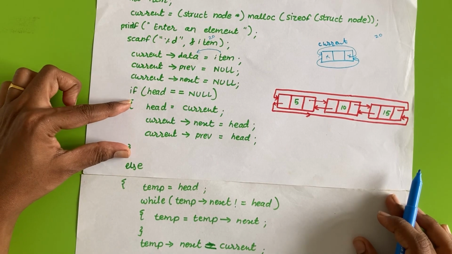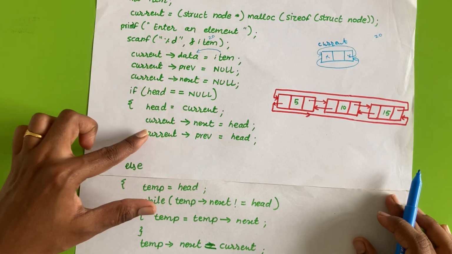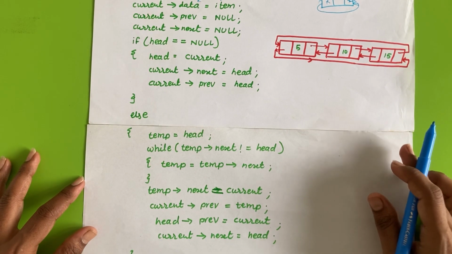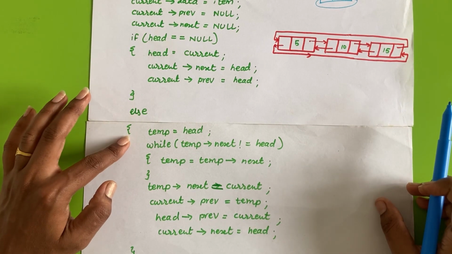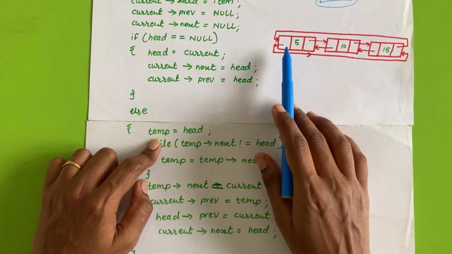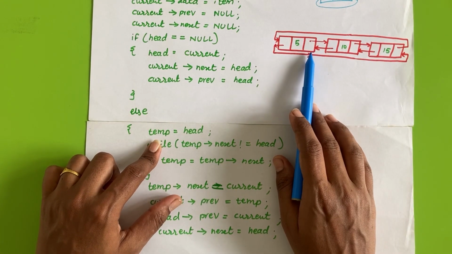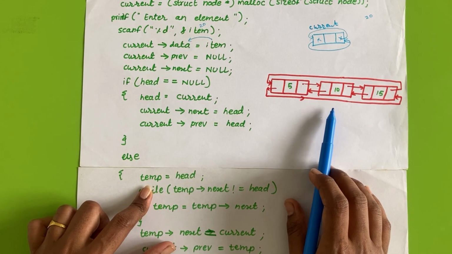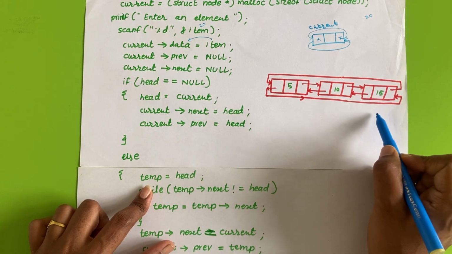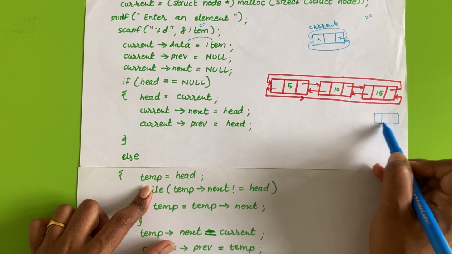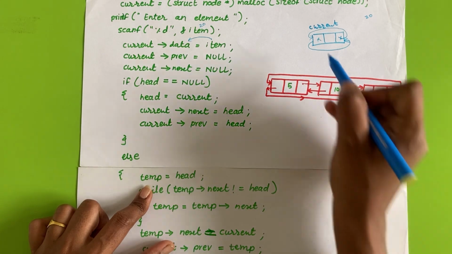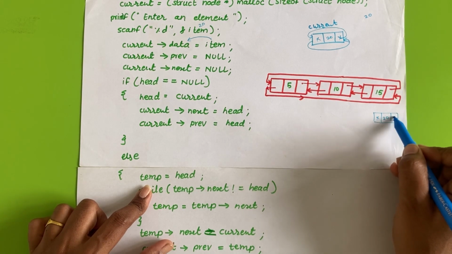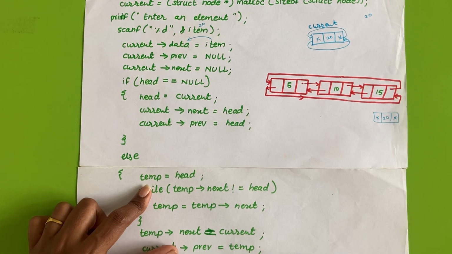But if this is not the case, meaning the linked list contains one or more nodes, then we have to go to the else part. In the else part, suppose this is our linked list and we have to add the current node to it. This current node will be added at the last of the linked list. This is my current node, and currently both its pointers are null.